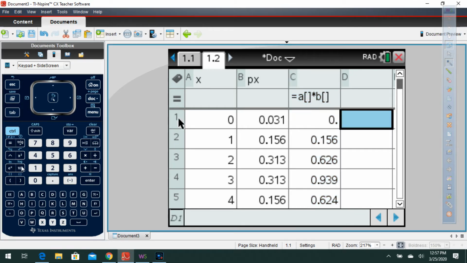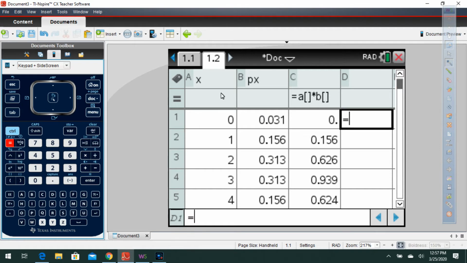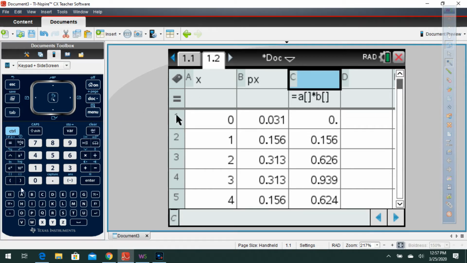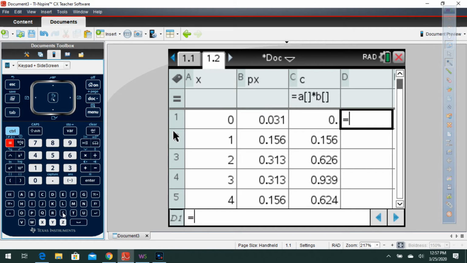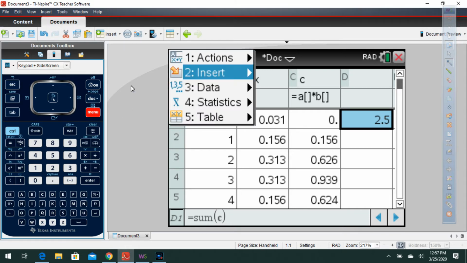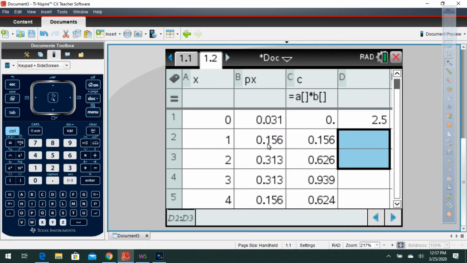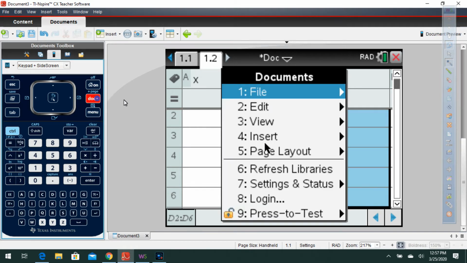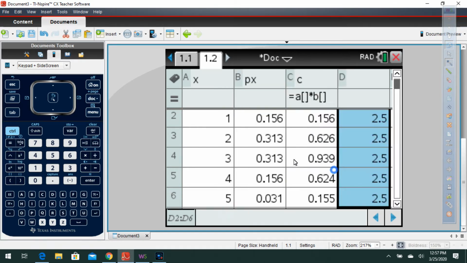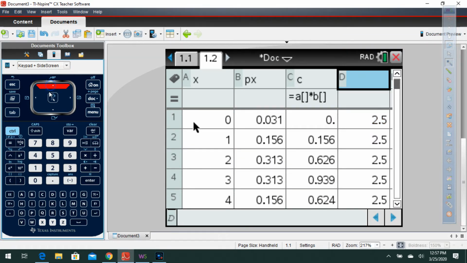So we're going to go over here and we're going to say equals. Oh, I'm going to need to first call this C. Getting real creative here. Equals sum of C. And since that worked, I'm going to go to doc, edit, copy, and then doc, edit, paste. All right. So we're going to call this, again, we're going to get real creative, we'll call it D. Okay.